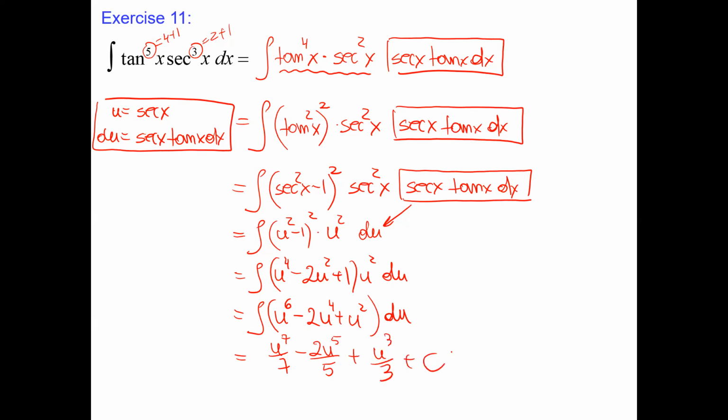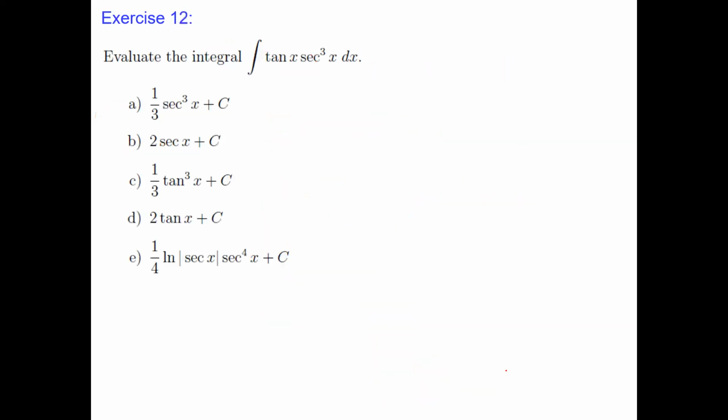Now we have to replace u with secant. Can I squeeze this? 1/7 secant to the power of 7, minus 2/5 secant to the power of 5, plus 1/3 secant cube of x, plus the constant of integration. Excellent. Okay. If this session is too long, you may pause the video, you may go and get a cup of coffee, maybe a cup of tea, or maybe just stretch and come back and finish the integration. Okay, good practice. What else?